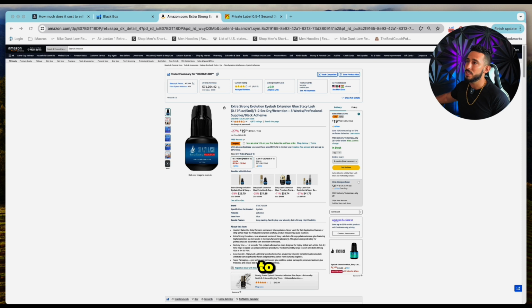So let's say we're trying to sell a product very similar to this. This is eyelash extension glue. How would we know the Amazon FBA fees for this? It's real fast and simple. So what we're going to do here is look for the ASIN of this listing.